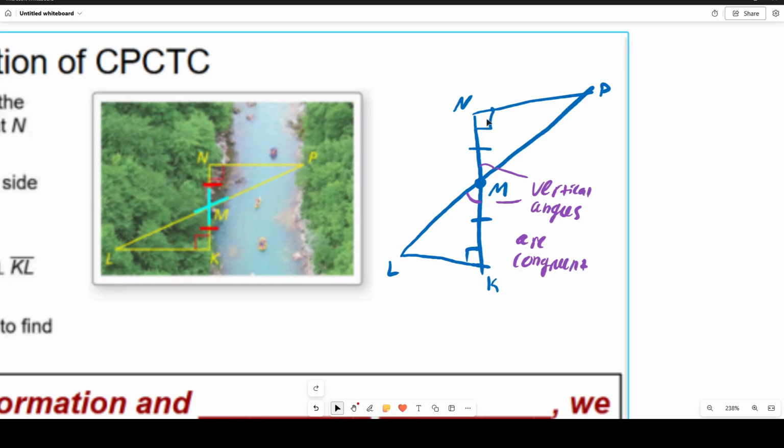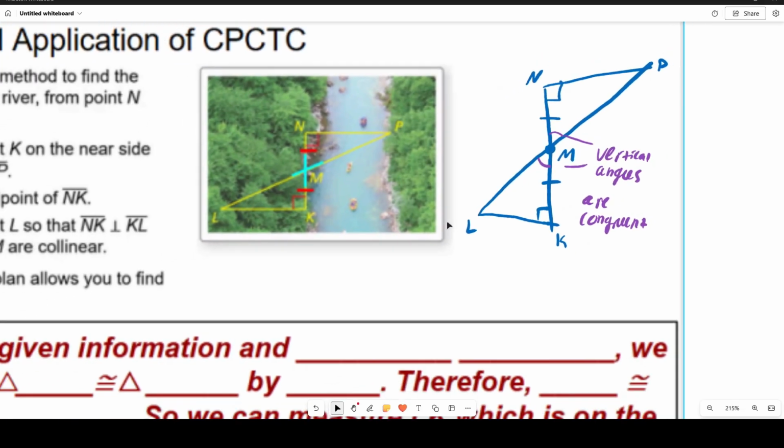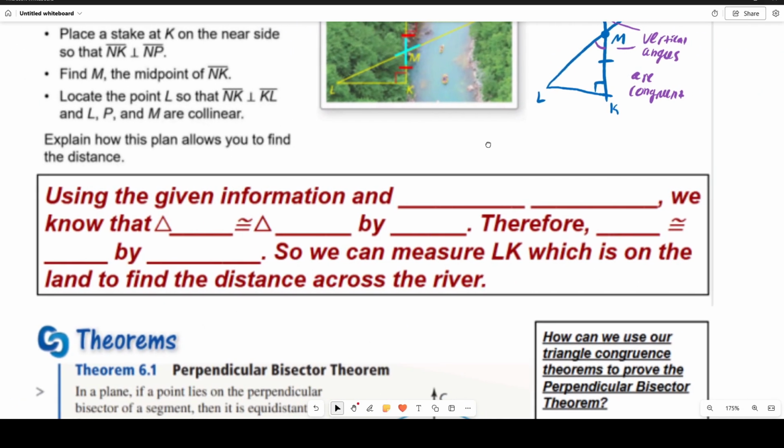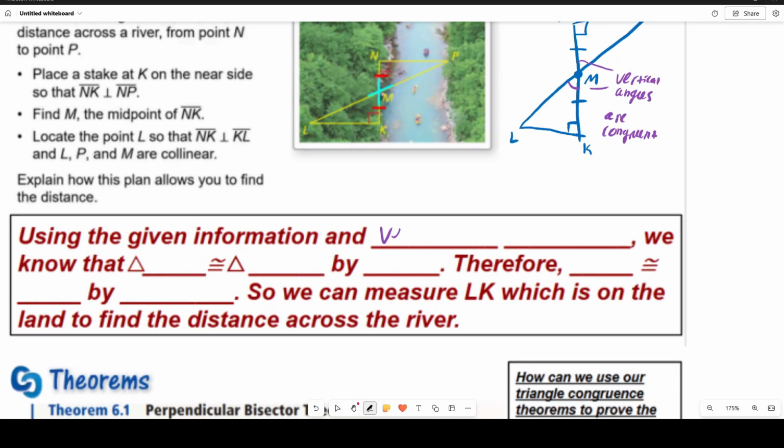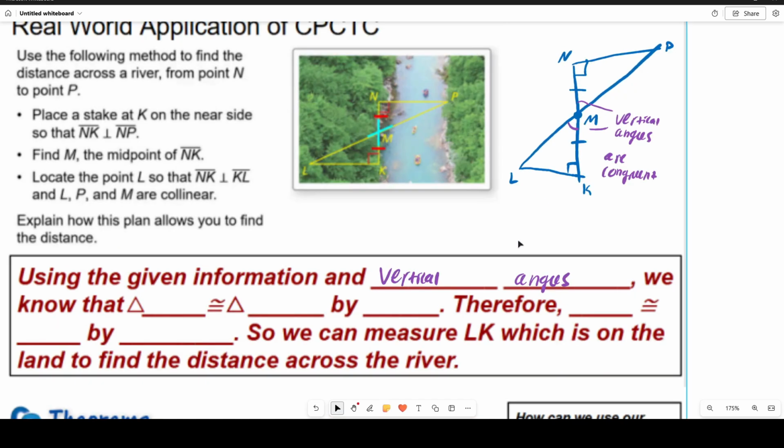We go from the right angle to side 1 to angle 1. And then we go from the right angle to side 1 to angle 1. Okay, they match. So now we just have to fill in that information here. Using the given information and vertical angles, we know that triangle MKL and MNP. You can name the triangles however you want as long as you do it consistently. But I'm going to say triangle MKL is congruent to triangle MNP by SAS, side angle side.